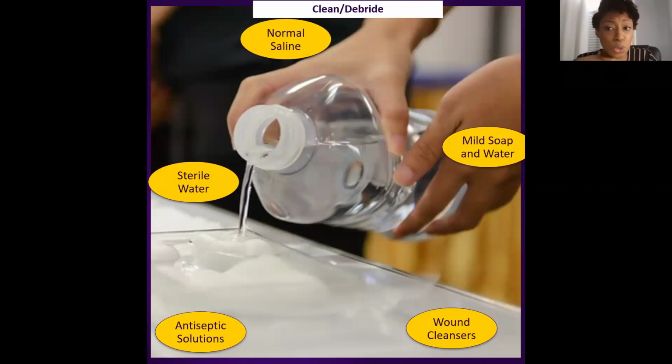We also tend to use mild soap and water, particularly for our dirtier wounds. So think about pressure injuries, venous stasis ulcers, we use mild soap and water. And there's also commercial wound cleansers available. We do use antiseptics. I'll get into that shortly.